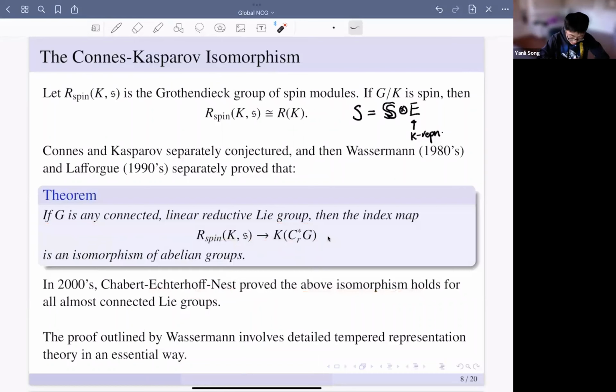And our work is that we follow Wassermann's approach. The proof outlined by Wassermann used a lot of detailed representation theory, so it involves a lot of information about its tempered dual. We follow Wassermann's outline and try to fill in some missing information to make his approach complete for this theorem. This is our goal of this project.